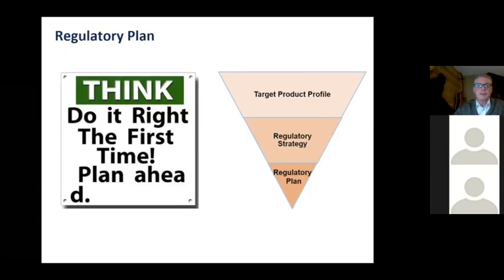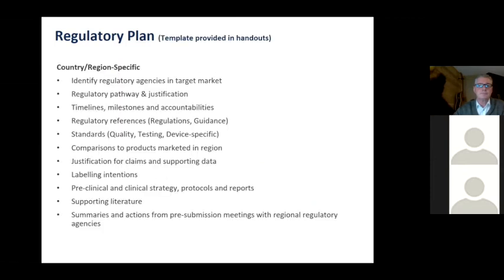Lastly, we're going to talk about a regulatory plan. And again, for this, templates are provided within the handouts. For your regulatory plan, you want to identify who the regulatory agencies are within that target market. These are specific to one region. In your plan, you're going to build that plan so that you're going to know exactly where you're going with your timelines, your milestones, and the accountabilities.